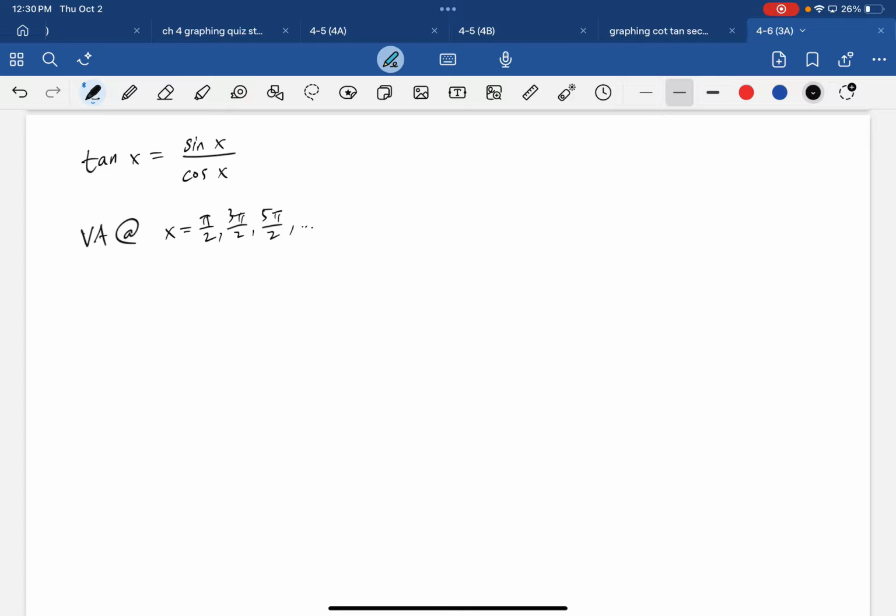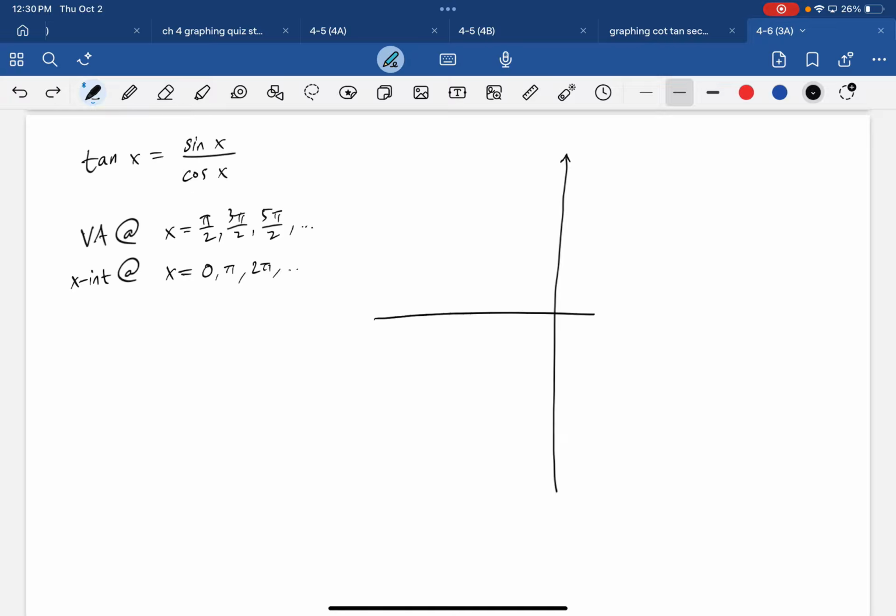Where would there be x-intercepts? Where would tangent intersect the x-axis? That would happen whenever sine x is equal to 0, and sine x is equal to 0 whenever x is equal to 0, pi, 2 pi, right? All of those values. Wait, is this still true on the unit circle? Cosine of pi over 2 equals 0? Yes. Is the vertical asymptote when cosine is 0? Yep, because that makes the denominator 0. When sine is 0, that's the x-intercept. Yeah, that's correct.